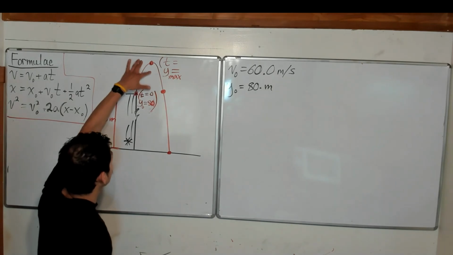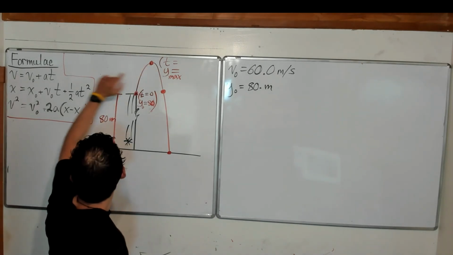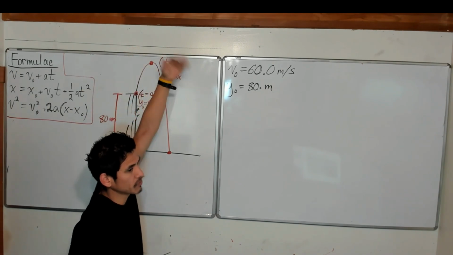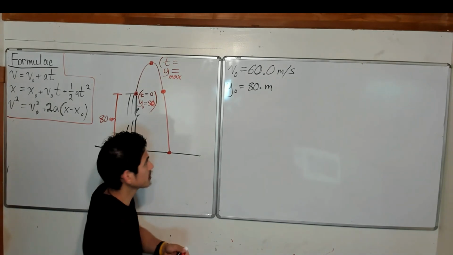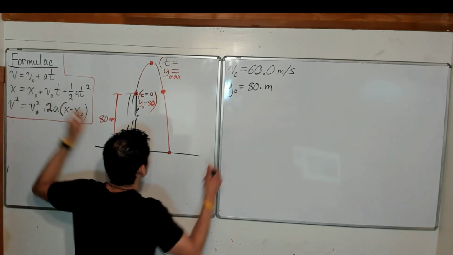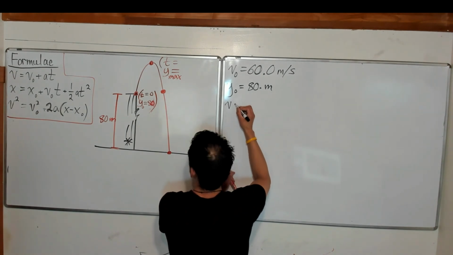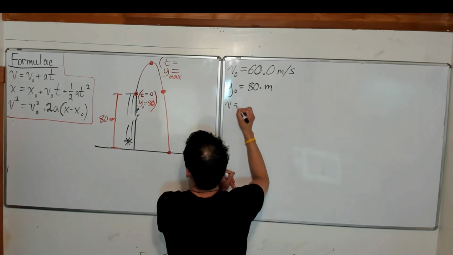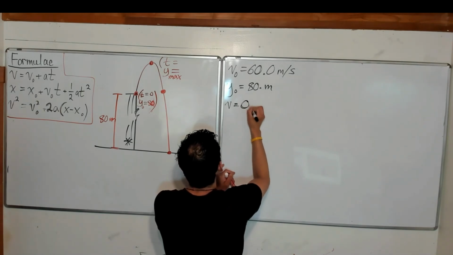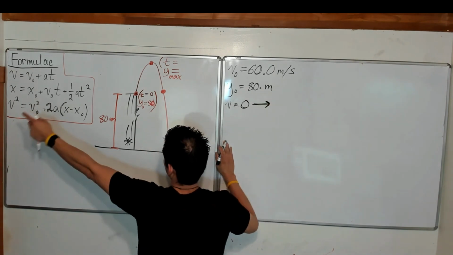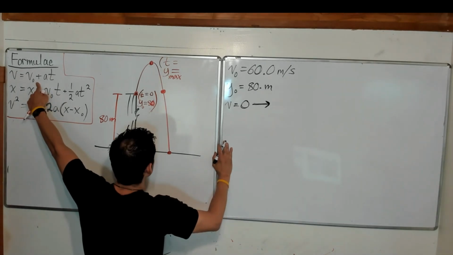At the vertex, or at the max height, the velocity is going to be 0 because it's basically not moving. It's frozen for an instant in time, we say. So the velocity is set equal to 0. So v equals 0. And from here, we just solve.